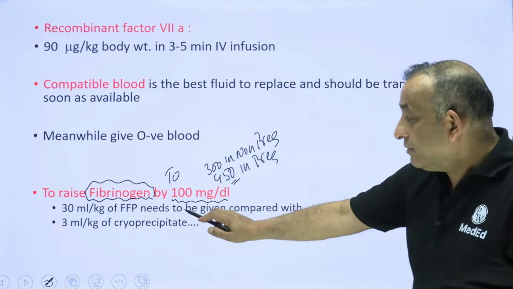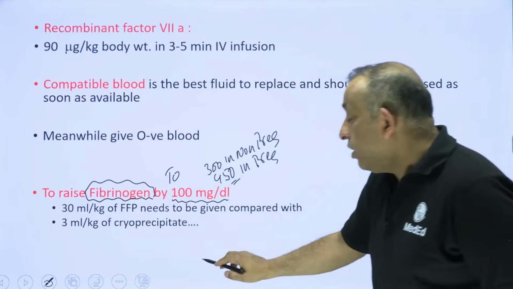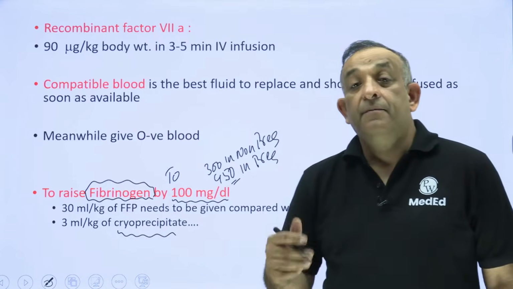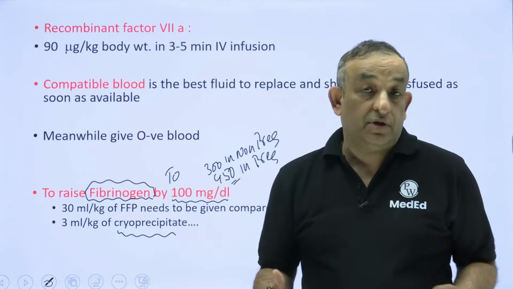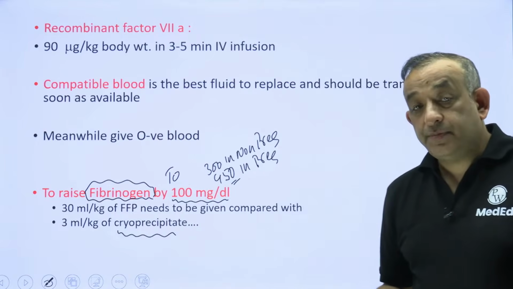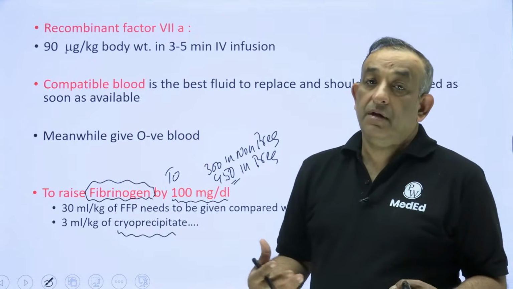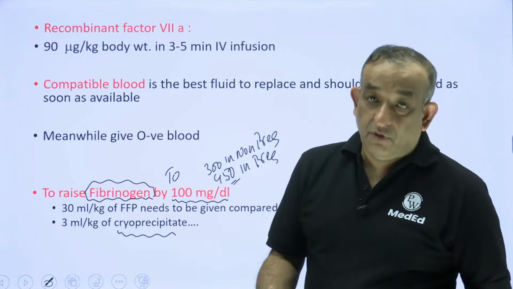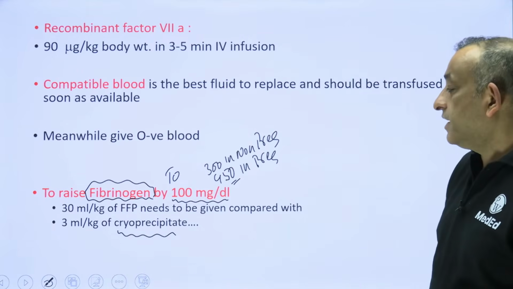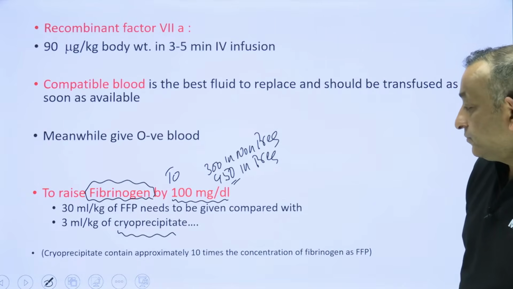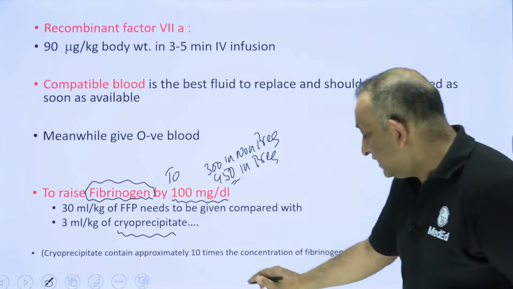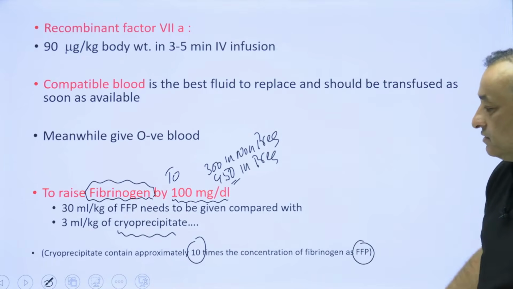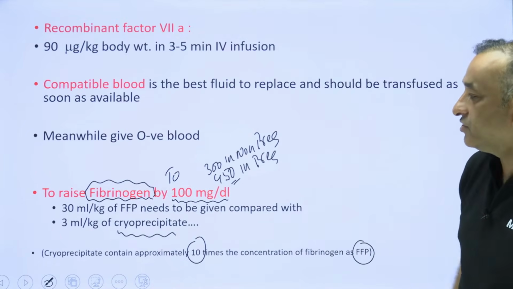So 30 ml per kg of FFP you can give, or you can give 3 ml per kg of cryoprecipitate. Cryoprecipitate, these are the blood products. You must read about the blood component therapy. Cryoprecipitate will increase the fibrinogen much more in a much lesser volume. Okay, so it's given 3 ml per kg of body weight. And cryoprecipitate approximately contains 10 times the concentration of fibrinogen as is present in FFP.